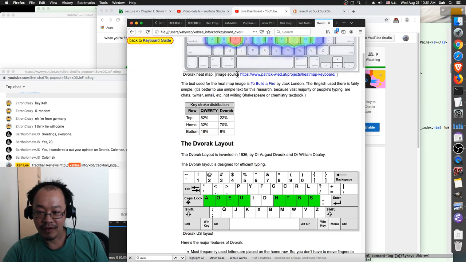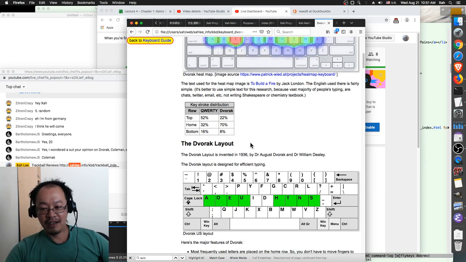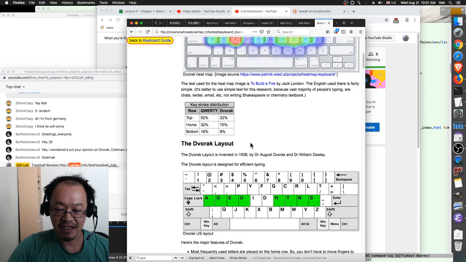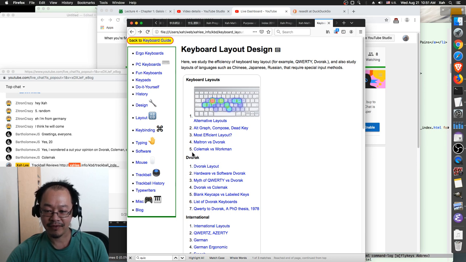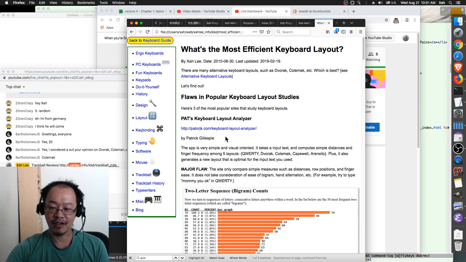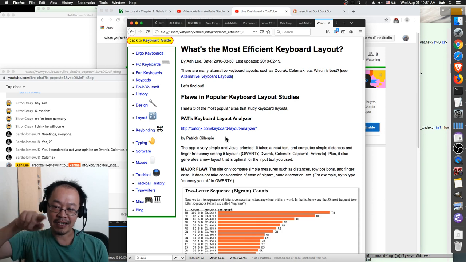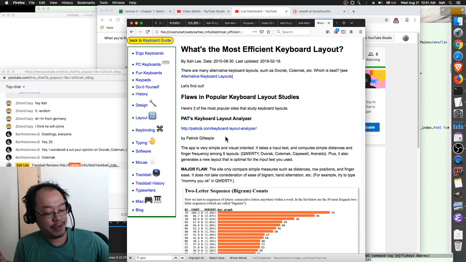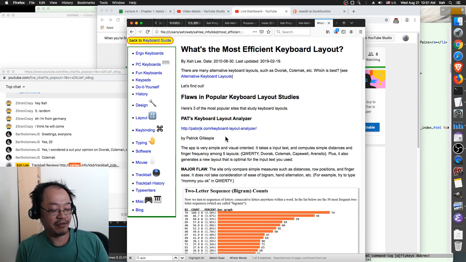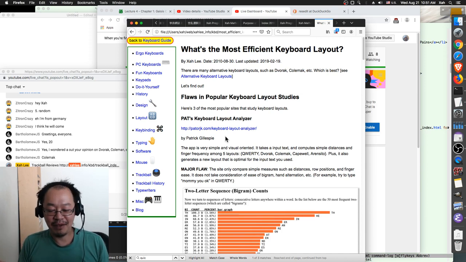When was Dvorak invented? 1936. So it's like 70, 80 years ago. So the Colemak people like to compare Colemak versus the most efficient layout. On this page I talk about what is the most efficient layout. The Colemak people like to think, oh, Dvorak is 70 years old. Back then, you didn't have computers. But today we have computers.